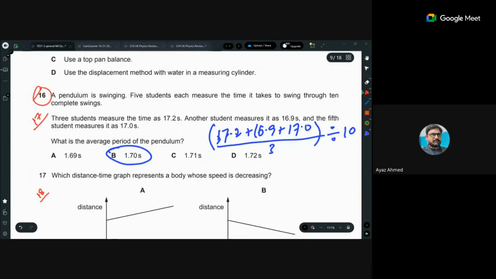Question number 17. A pendulum is swinging. Five students are measuring the time taken for a complete swing. Three students measured the value 17.2 seconds. Another student measures 16.9 seconds, and the fifth student.